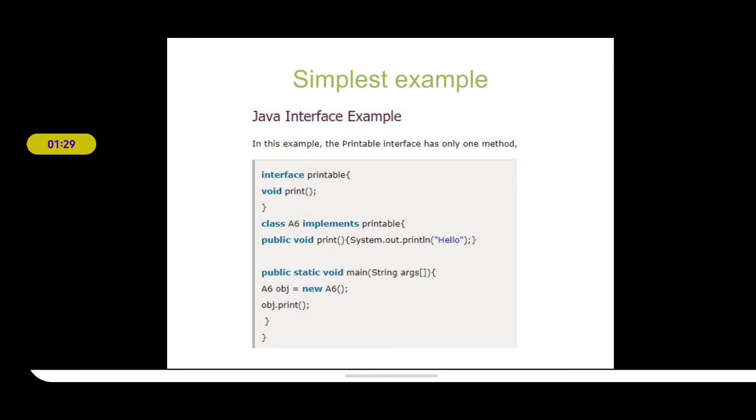The access specifiers used with classes are private, protected and public, but in an interface only the public specifier is used. In this example, the printable interface has only one method, that is void print. The class ASIC is implementing this printable interface and the output of this program will be hello.